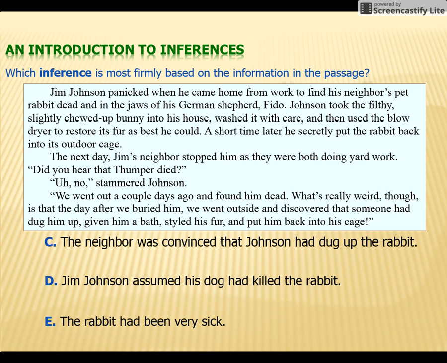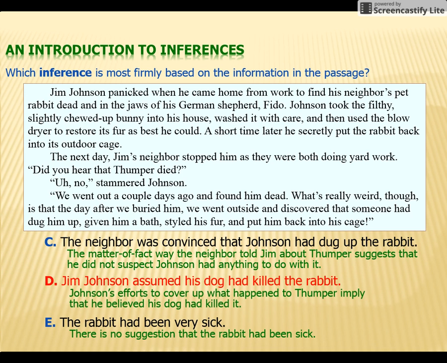What can you infer? You should have selected D. Okay, so again, think about the clues that are in the passage. Jim Johnson assumed that his dog had killed the rabbit. Well, he stuttered. He said, no, right? When someone is lying, you know that it's indicating that the person is probably lying. And he tried to cover it up. He cleaned up the dog. The rabbit. He did everything in terms of trying to cover up what happened, right? So again, that is something that you can infer from the passage.